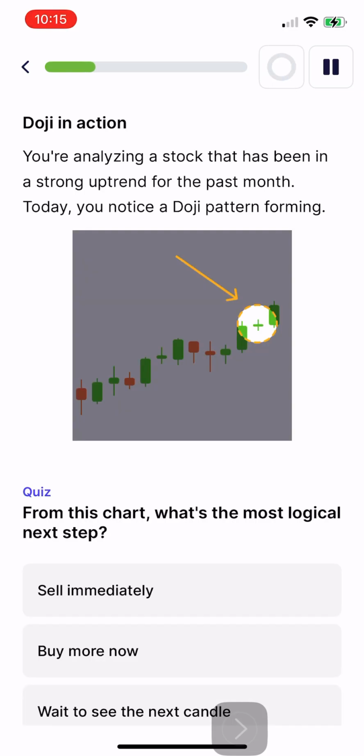You're analyzing a stock that has been in a strong uptrend for the past month. Today, you notice a doji pattern forming. From this chart, what's the most logical next step?